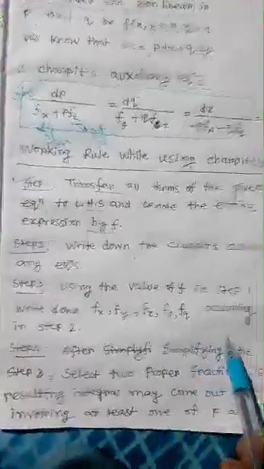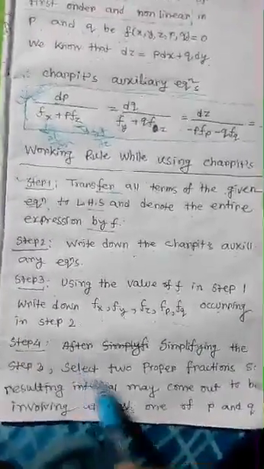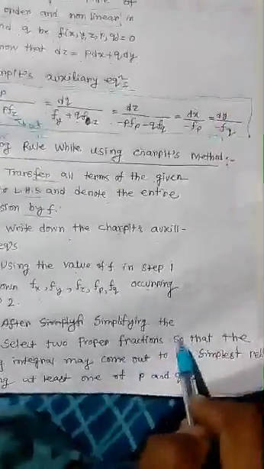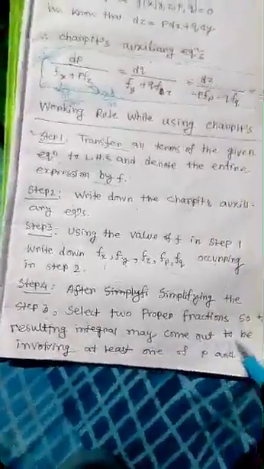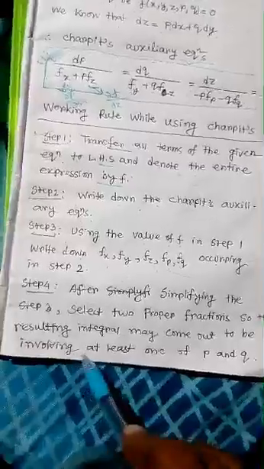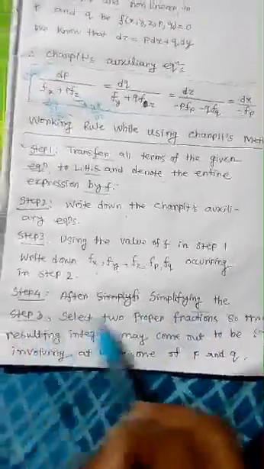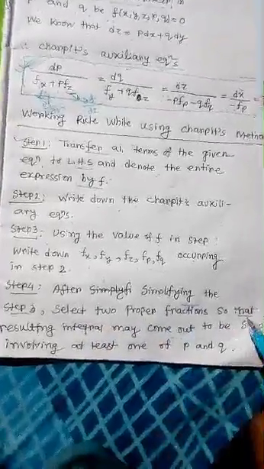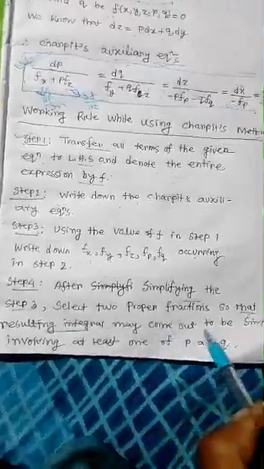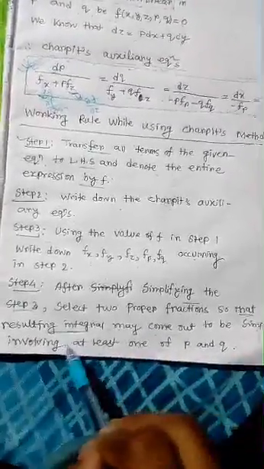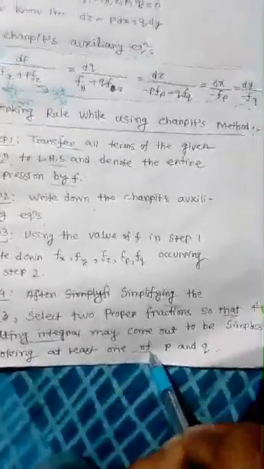Now step 4. After simplifying step 3, select two proper fractions so that the resulting integral may come out to be the simplest relation involving at least one of p and q.